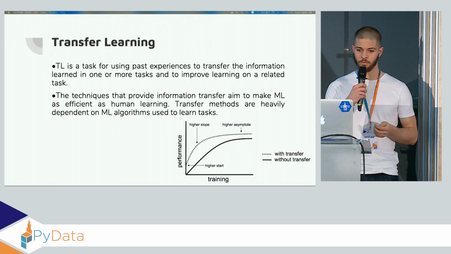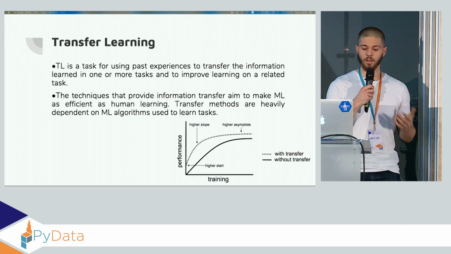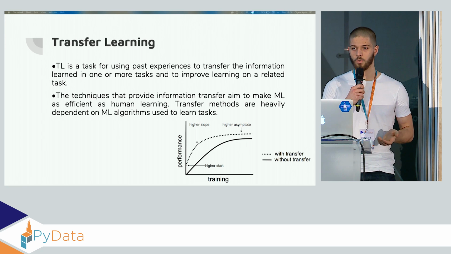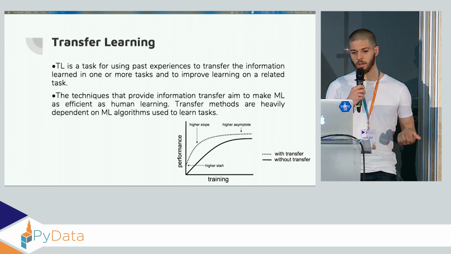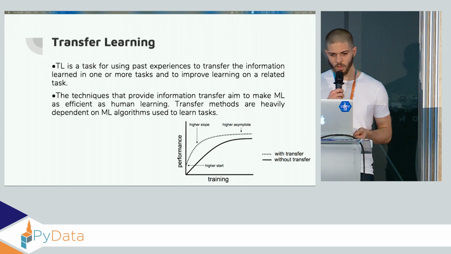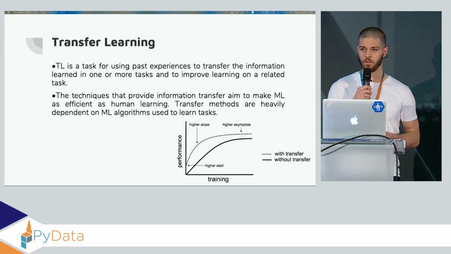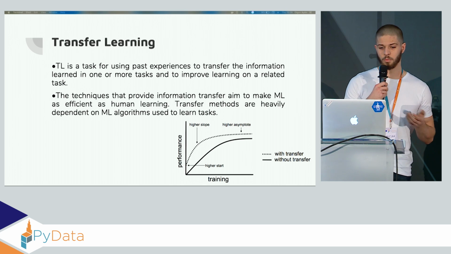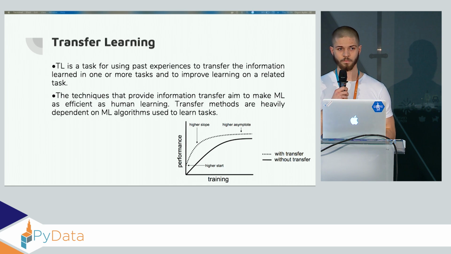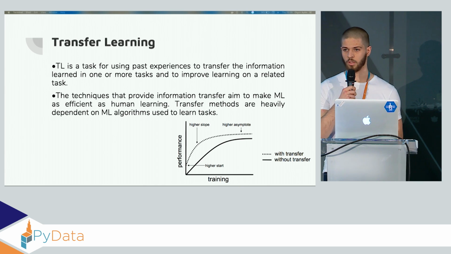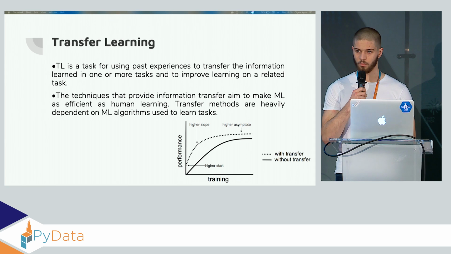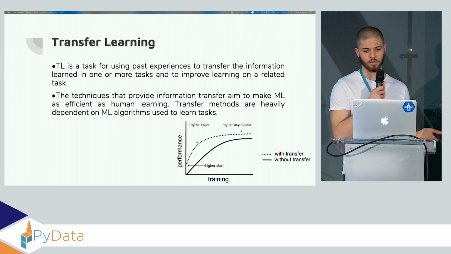As you can see on the curve, we should have a higher start of accuracy when it comes to classification, a higher slope and higher asymptotes. Also, the probability of overfitting the model might be lower using transfer learning. But be sure that you're using a model that is related to our task. Our problems should be basically similar.